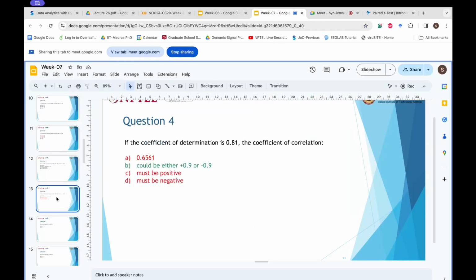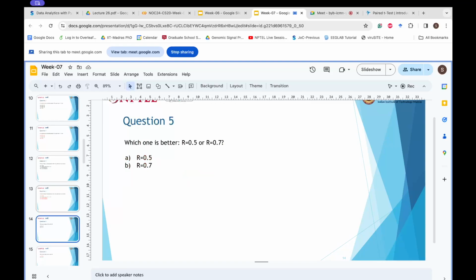So the answer over here could be either 0.9 or negative 0.9. Which one is better, r equal to 0.5 or r equal to 0.7? B. Okay, reason?